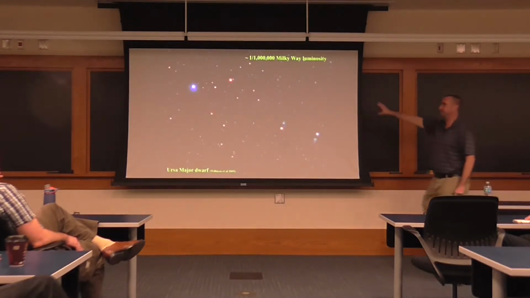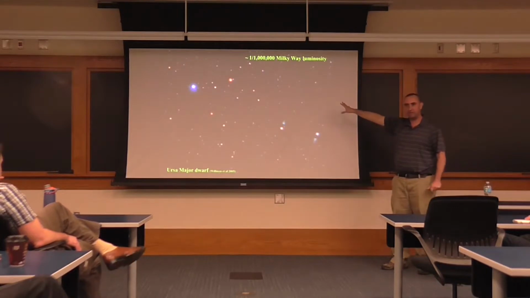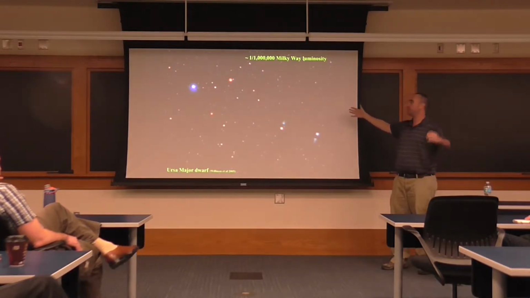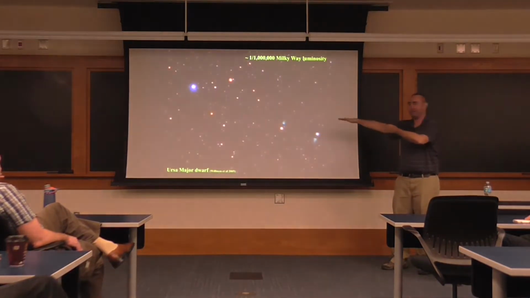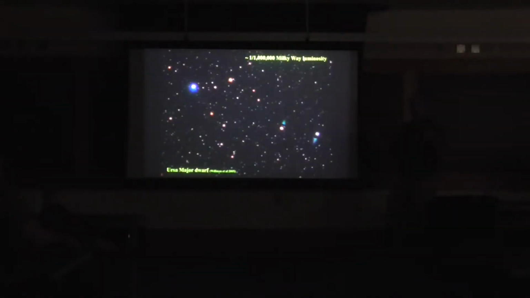And then there's this. 1/1,000,000th the Milky Way luminosity. Don't even bother turning out the light because there's no way you can find anything here. The whole joke is that there's no way you can find the dwarf galaxy.